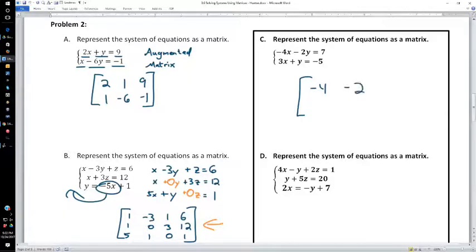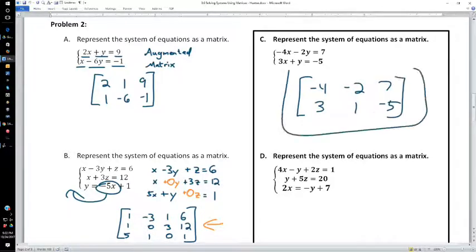-4, -2, 7, 3, 1, -5. That would be your augmented matrix for this system of equations. It's already built. You've got your x's, you've got your y's, you've got your constants, all on either side of the equation.